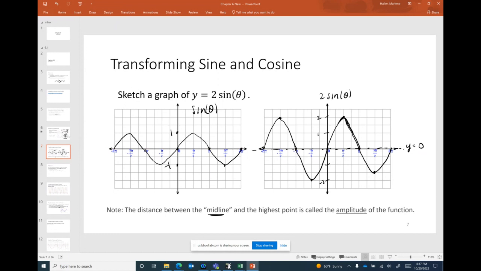All right. Then the distance between this midline and the high point, or the midline and the low point, is referred to as the amplitude. Right. So for this function here, that's that distance. It could be here or here. It's a distance, so we don't care about positive or negative, right? So for this function, we would say that the amplitude is 2, right? All this is saying is we vertically stretch the graph by 2, but when we're referring to sinusoidal functions, we call that the amplitude of the graph.